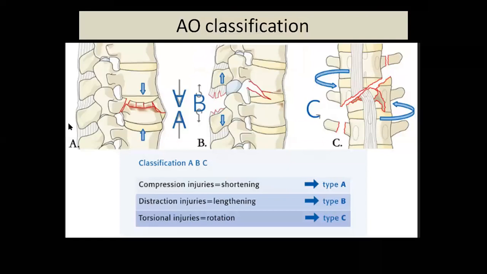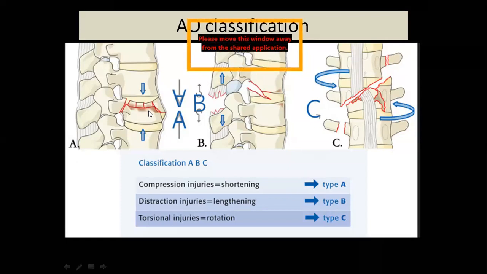Next comes the AO classification. AO classification is a bigger classification. I'll just give you an outline. The main fractures are classified by the mechanism of injury. According to that, it is classified as type A, type B, type C. You can see the mnemonics here. Type A is axial compression. That means the patient has fallen from above. There is only axial compression, no other force acting. What happens? There is shortening of the vertebral body. Type A includes compression fracture and burst fracture. Type A is compression injury, with shortening of the vertebral body.